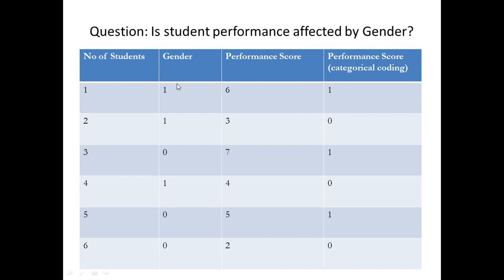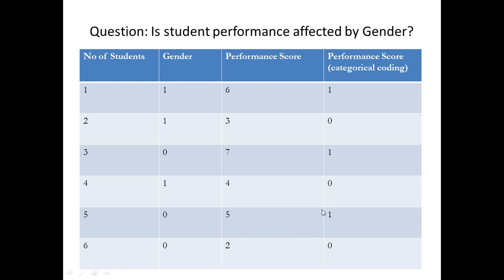So let's say student 1 scores 6. That means 1, he passed. Student 2 scored 3, so 0, because he failed. Student 3, 7, is a pass because it's 5 and above. Student 4 is a fail.